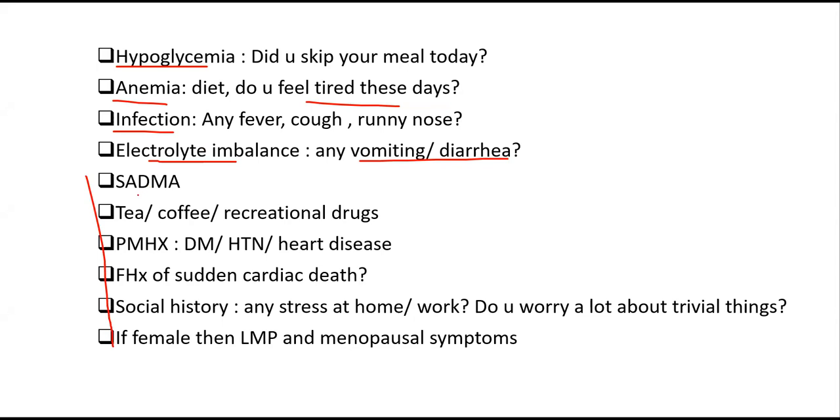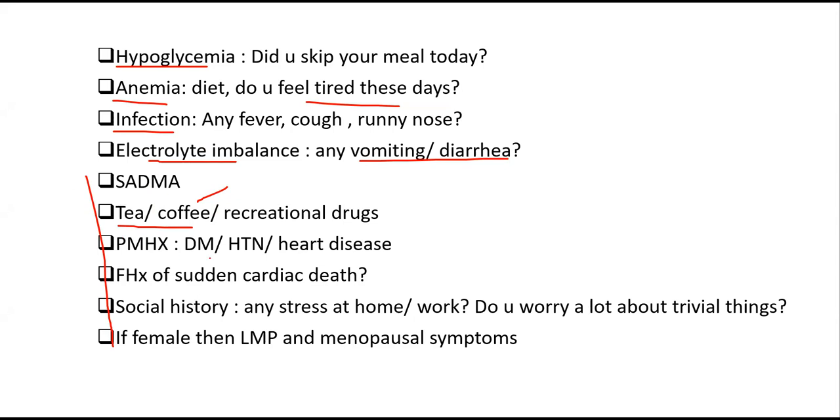So SADMA: do you smoke or drink alcohol, any recreational drugs? Do you drink a lot of tea or coffee? If yes, then ask how many cups of tea or coffee you drink in a day. Ideally, two cups of coffee or tea is fine, but patients who are drinking 6 to 8 cups of coffee in a day can obviously get a lot of palpitation. So find this out also.